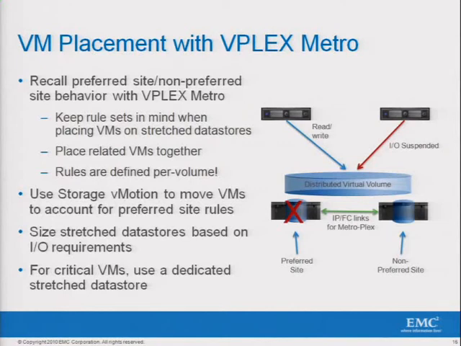So it's just a matter of recognizing the impact of the design. When you do this, just be aware of what's going on. Keep in mind this preferred site, non-preferred site behavior, and plan accordingly. If you need to account for that behavior, there are a couple of ways you can do that. One, you can use Storage vMotion to move between distributed virtual volumes. This is just a LUN. It's just a datastore, so it behaves just like any other with respect to Storage vMotion. So you could always do a long distance vMotion.